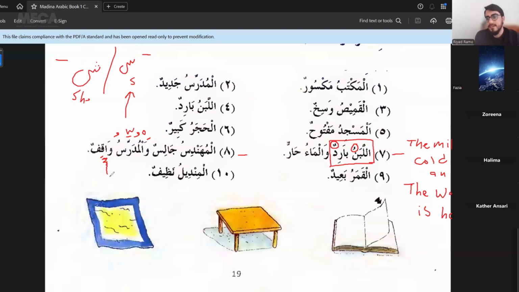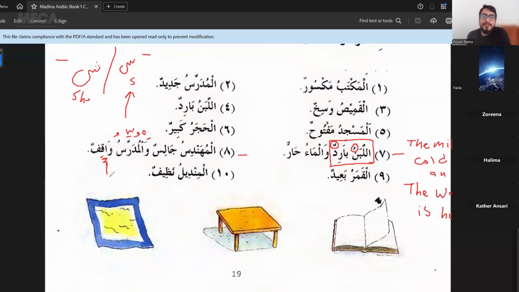So Kauthar, can you translate? The teacher. Who can help him? Al-Muhandis. What is Muhandis? Al-Muhandis is the engineer. Muhandis, that's the new word. Okay, it is there in lesson 19.